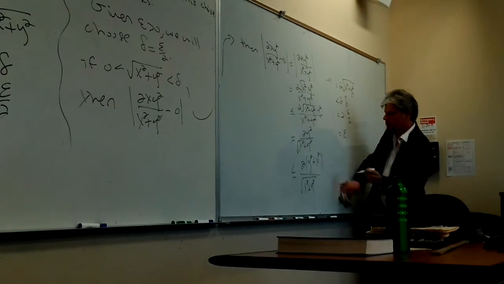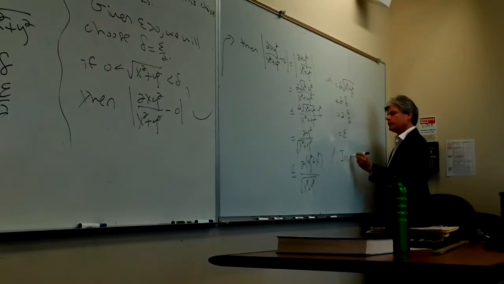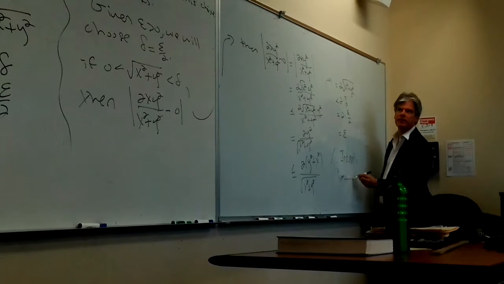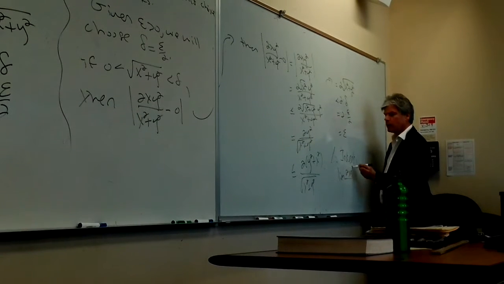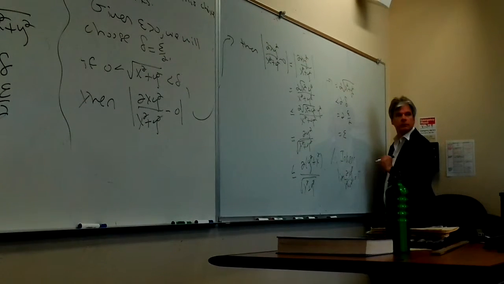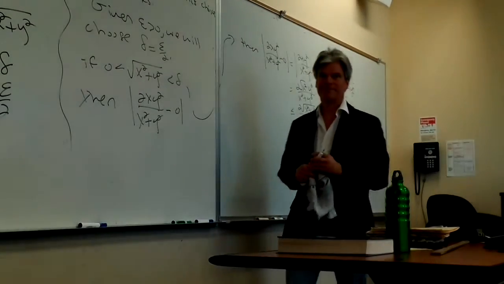Therefore, indeed, the limit of my f of x, 2x y squared over x squared plus y squared, is indeed equal to 0. Which proves what we want to show.